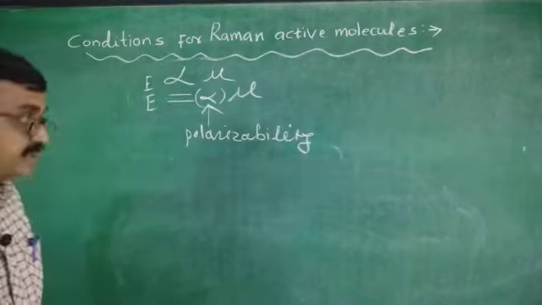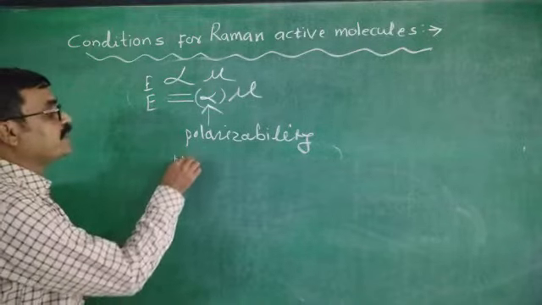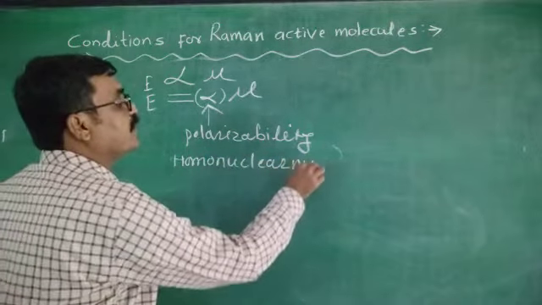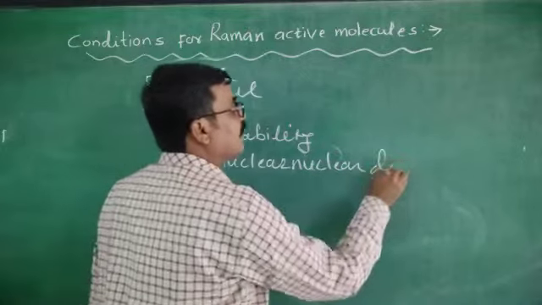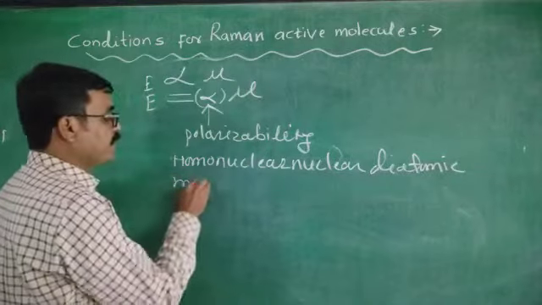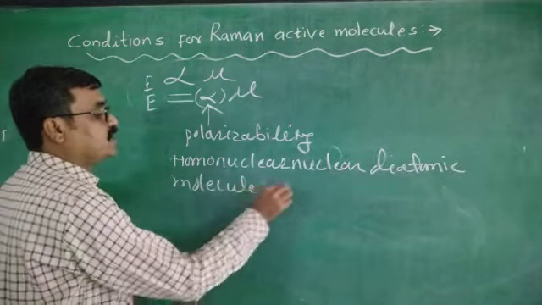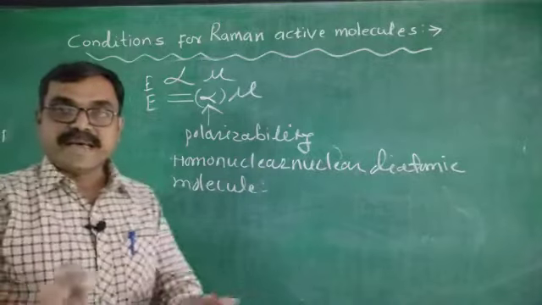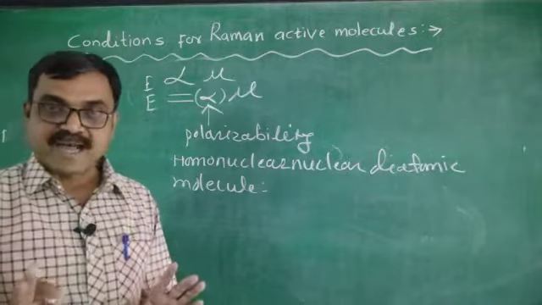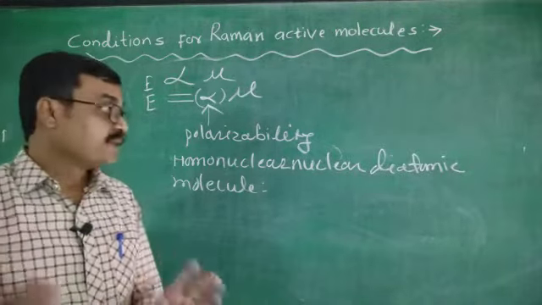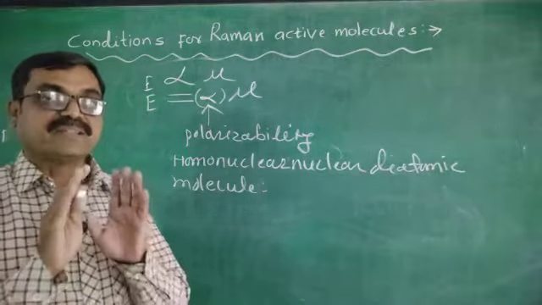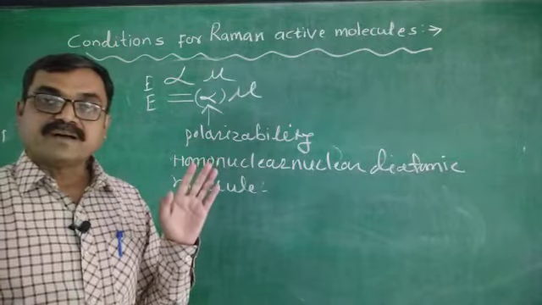Example, very important. See carefully, homonuclear diatomic molecule. Let us assume H2, N2 and so on. In previous study, you know, a homonuclear diatomic molecule can't give the rotational spectra. Why? Because the dipole moment is zero. They are symmetric, dipole moment zero. That's why they can't give the rotational spectra.